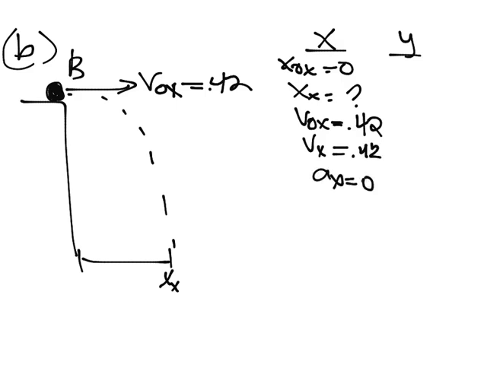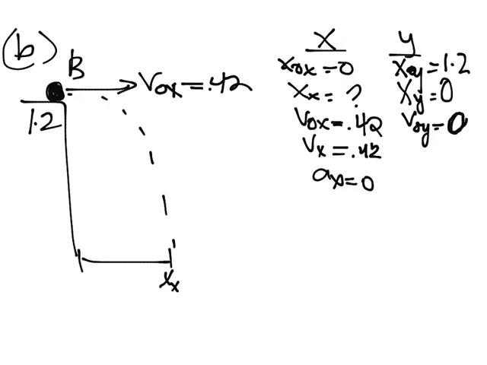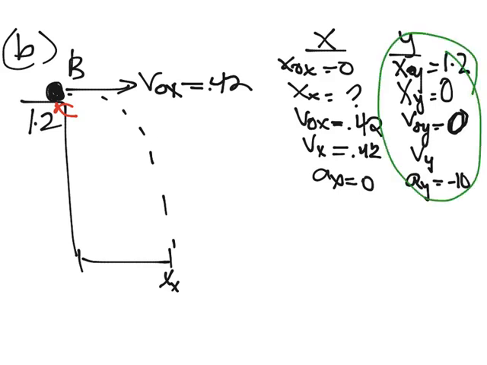Okay, in the y direction, we know the height of the table is 1.2 meters, so x naught y is 1.2, that's our initial height. The ball lands on the ground, so its final height has to be 0. Because this thing is projected, it's rolling straight off of the table, v naught y is 0. Okay, it's not moving up and down at this initial point right here. We don't know Vy, but we probably won't need it. And we know Ay is equal to negative 10.